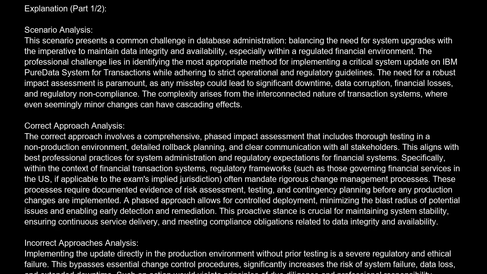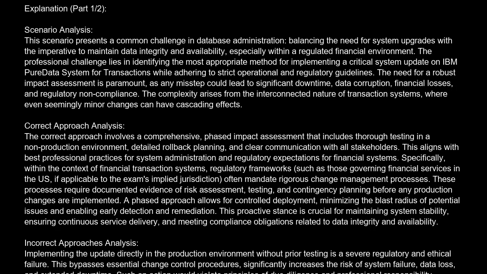The correct approach involves a comprehensive, phased impact assessment that includes thorough testing in a non-production environment, detailed rollback planning, and clear communication with all stakeholders. This aligns with best professional practices for system administration and regulatory expectations for financial systems. Specifically, within the context of financial transaction systems, regulatory frameworks, such as those governing financial services in the U.S., if applicable to the exam's implied jurisdiction, often mandate rigorous change management processes.